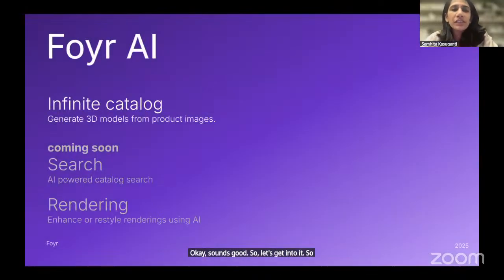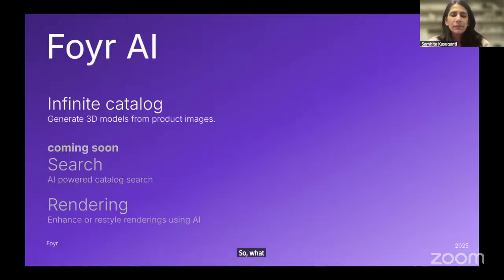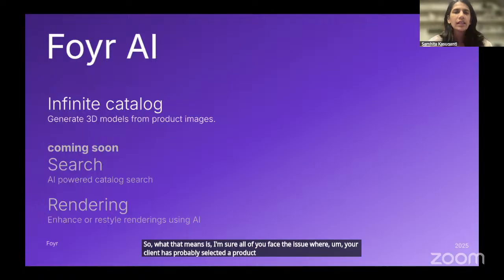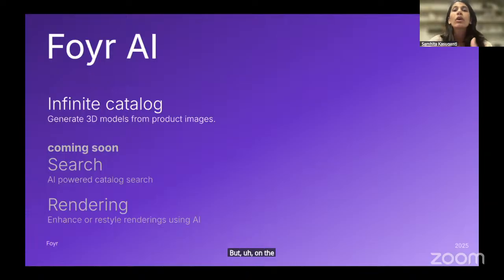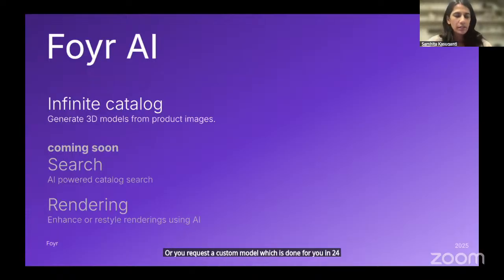So the first feature that I want to talk about is that we are unlocking an infinite catalog for you. So what that means is I'm sure all of you face the issue where your client has probably selected a product of their choice and now you're trying to put the exact same product into your render. But on the Neo catalog, you're probably not able to find the exact same product, right? So then you either try to create it or you request a custom model which is done for you in 24 to 48 hours. So we wanted to solve that problem for you.